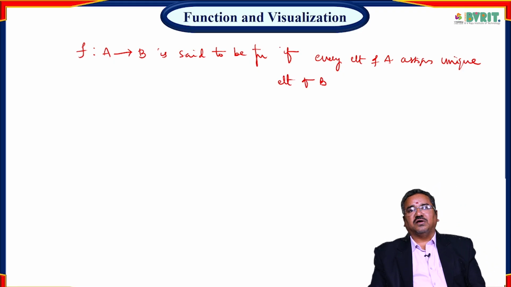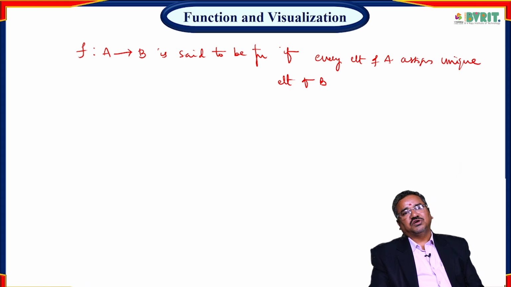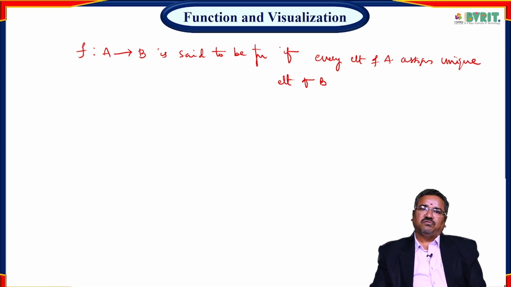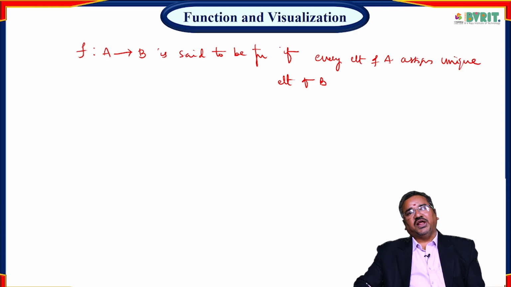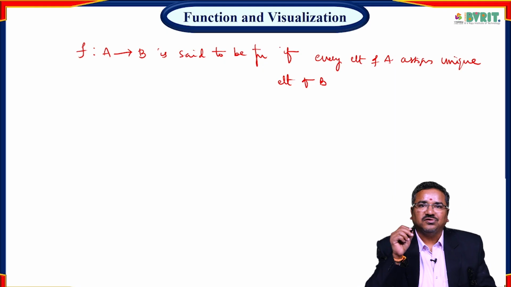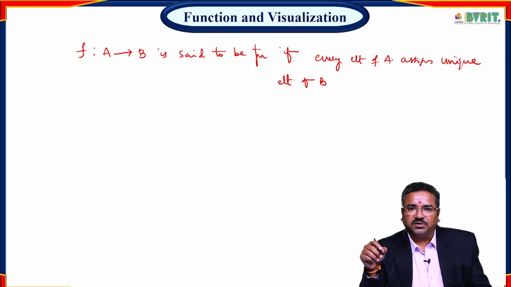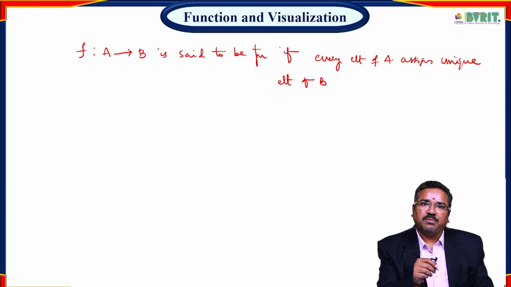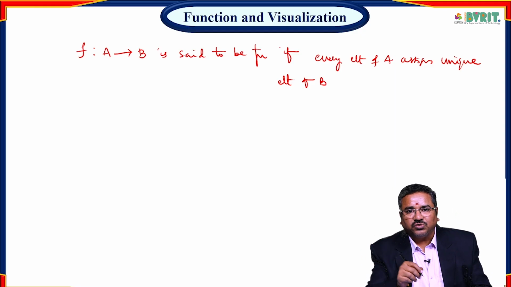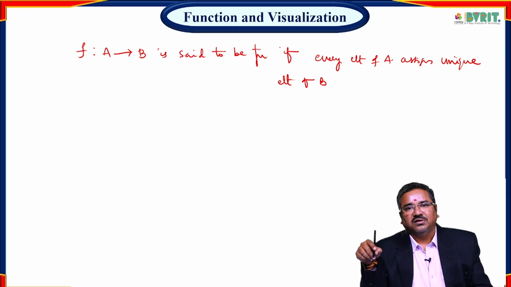If every element of A is assigned a unique element of B, then that relation is called a function. So for defining the function, we need a relation. After that, what is the rule? Here A is called the domain and B is called the codomain. In order for the relation to be a function, every element of A must be mapped and associated with a unique element of B. Then that relation is called a function.